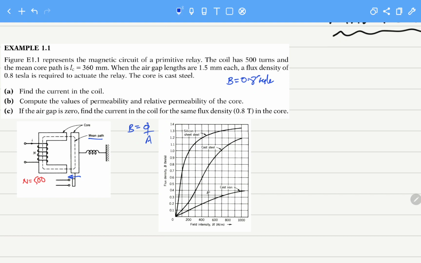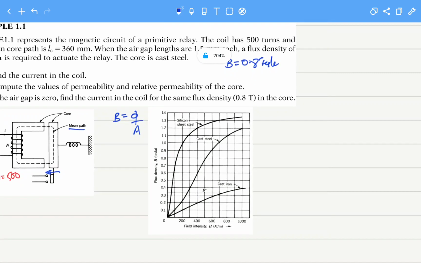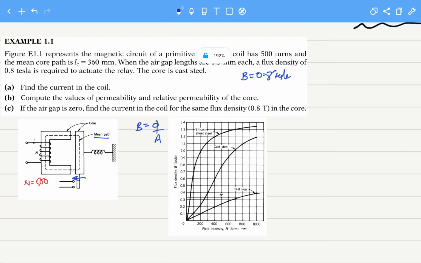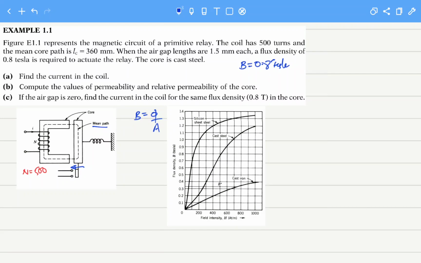The core they have said is cast steel. So in the book they have also given us the B versus H curve for cast steel. This is actually the property of the material. It is based on the permeability of the material.